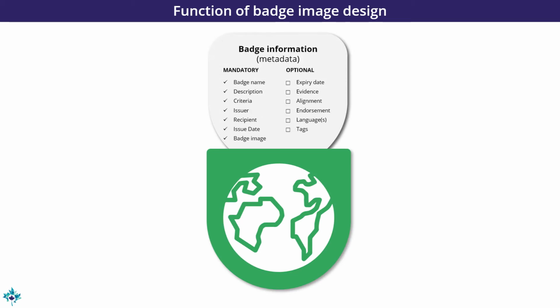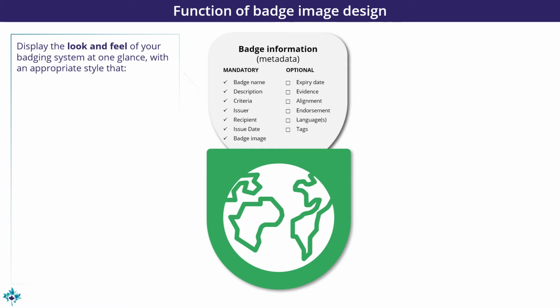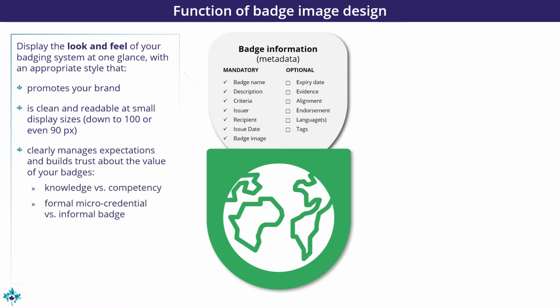So what we're talking about here is supporting the textual and essentially the metadata of the micro-credential. You want to be able to promote your brand, and provide something that's clean and easy to read at small sizes. You want to manage the expectations. Is it a casual, low stakes kind of credential? Is it highly formal, a high stakes, very significant credential? These are the kinds of things that you can indicate.